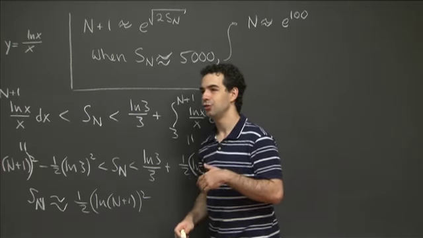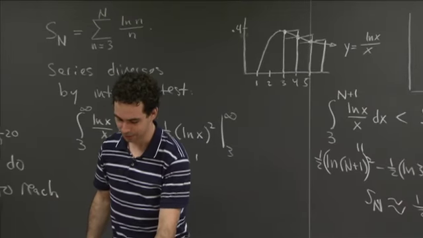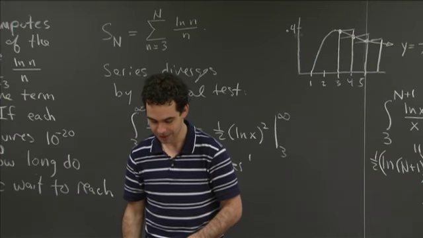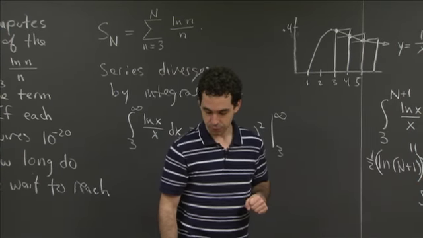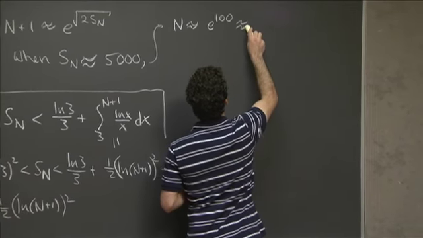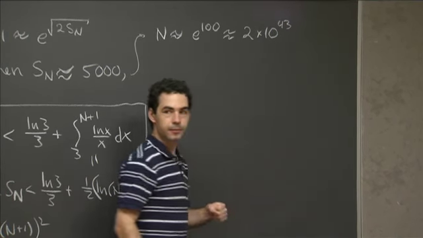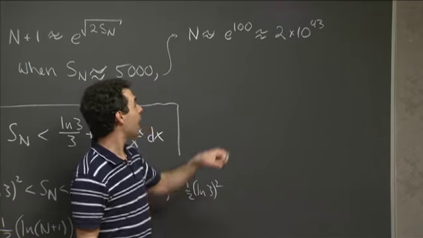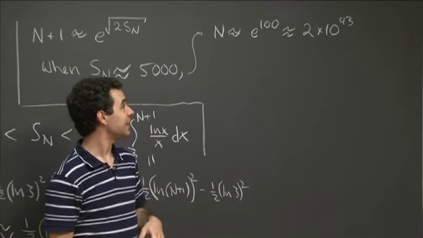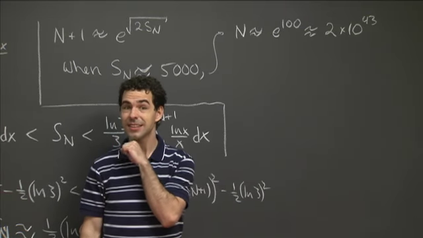Now, e is between 2 and 3. So I can't really give a very precise estimate of this off the top of my head, but luckily I used a computer ahead of time to approximate it. So e to the 100 is about equal to 2 times 10 to the 43rd power. That's about how big n is, order of magnitude. So we need to do about 2 times 10 to the 43rd terms. Now that's the number of terms.